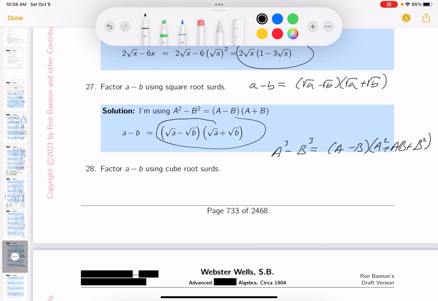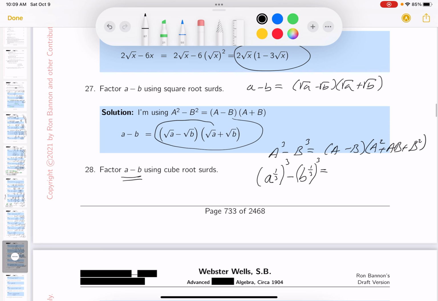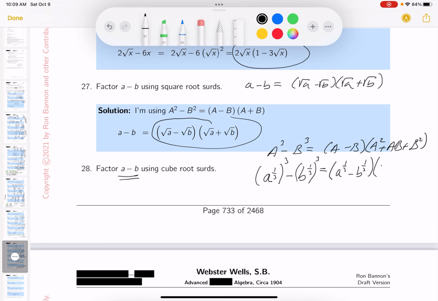All right, so I'm going to write this down over here as a to the 1/3 cubed minus b to the 1/3 cubed. That's the same thing as this over here, by the way. What are you going to get? You're going to get a to the 1/3 minus b to the 1/3. I'll have to clean this up later. A squared would be a to the 2/3, plus a times b is a to the 1/3 times b to the 1/3, plus b squared would be b to the 2/3.